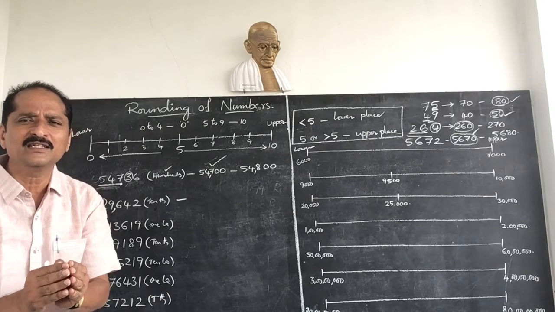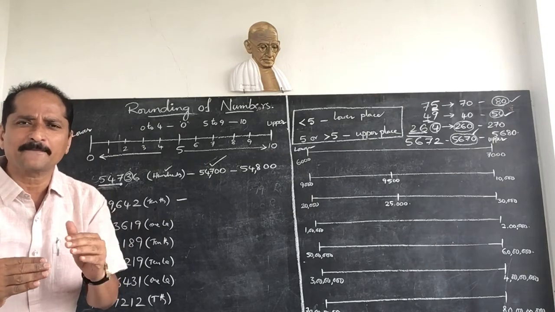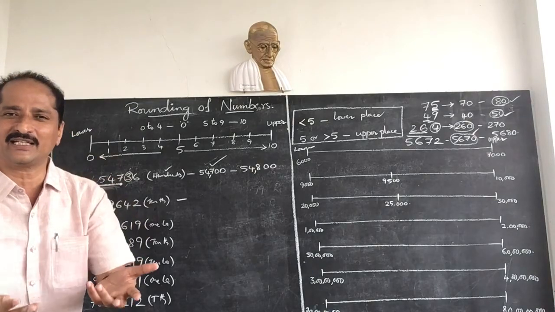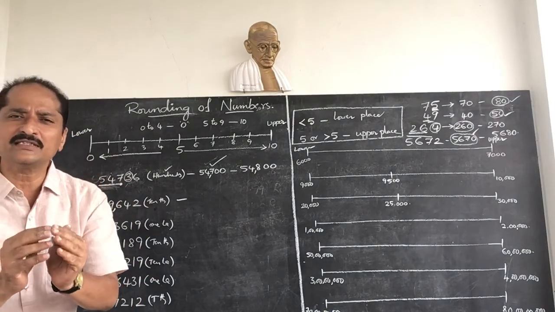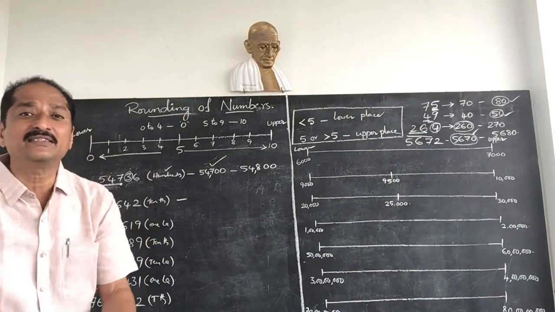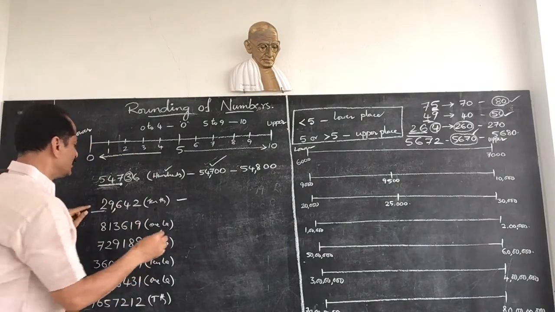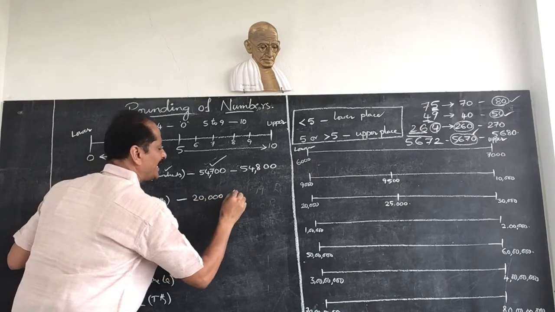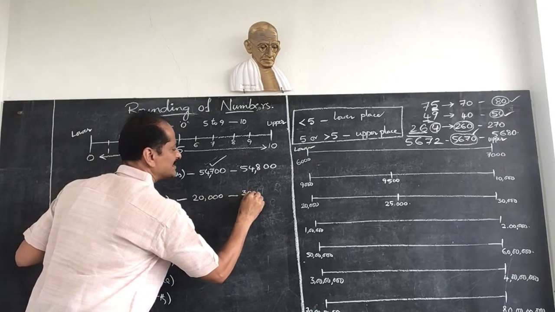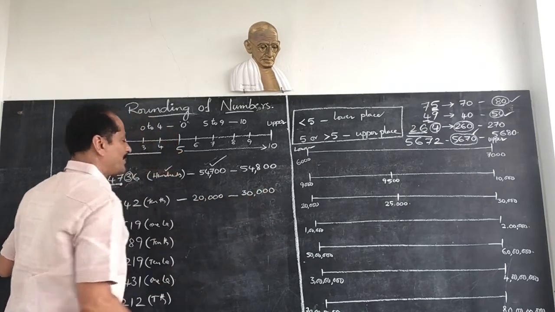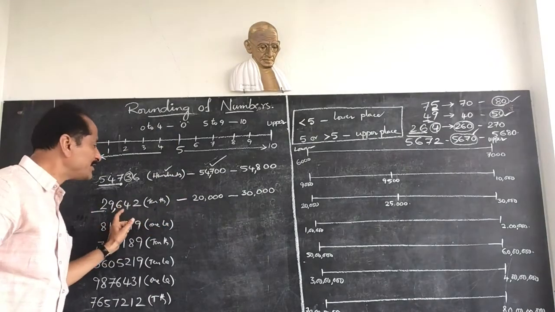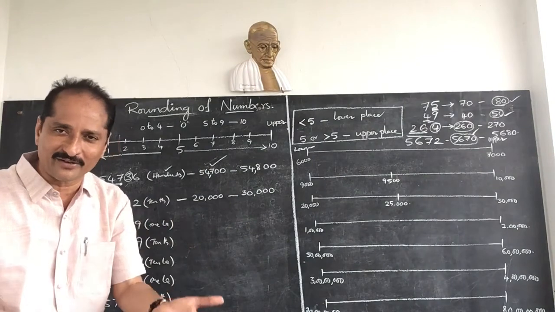2 10,000s means 20,000. 2 after 3. Yes, 3 10,000s. That means the number is in between 2 10,000s and 3 10,000s. That means 2 10,000s is 20,000 and 3 10,000s is 30,000. So this number should be rounded to 20,000 or this number should be rounded to 30,000. That only we have to find out.